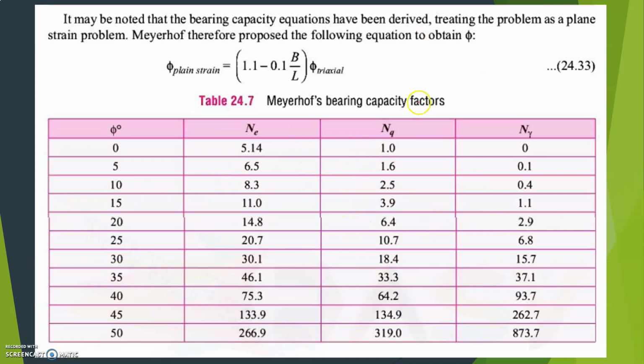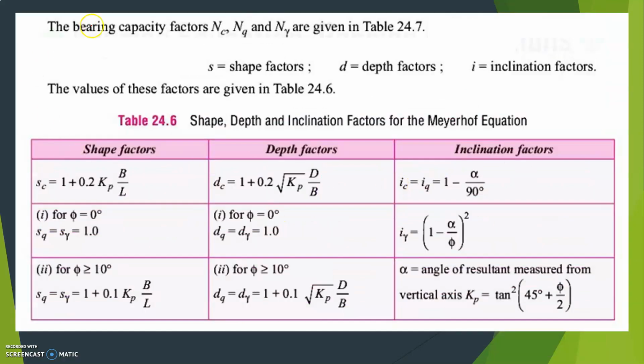This is the table, Meyerhof's bearing capacity factors. There is a slight change in Nc, Nq, N gamma when compared with Terzaghi's analysis. He had given Nc, Nq, N gamma values for the different phi values. Now S is the shape factor, D is the depth factor, I is the inclination factor.